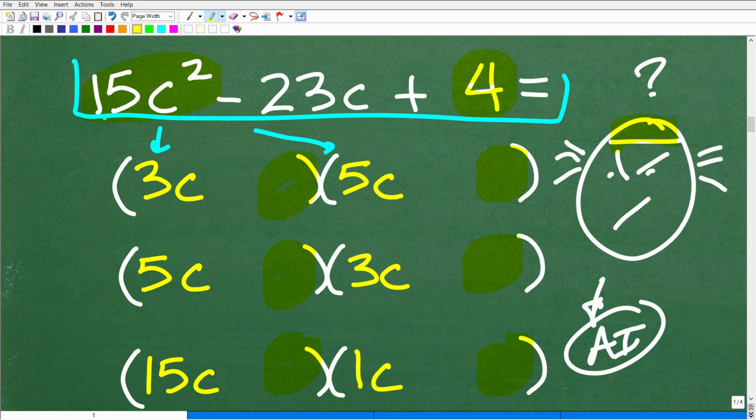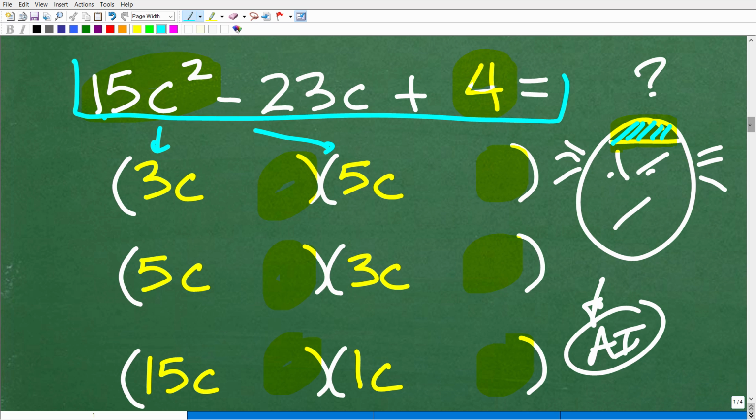Don't go for artificial intelligence when you yourself have the real intelligence. You just need to know how to approach these problems. Okay, so now what I'm talking about here is a method that you need to know. This is oftentimes referred to as the guess and check method to factor quadratic trinomials. That's perfectly fine. As long as you can factor, that's what counts.